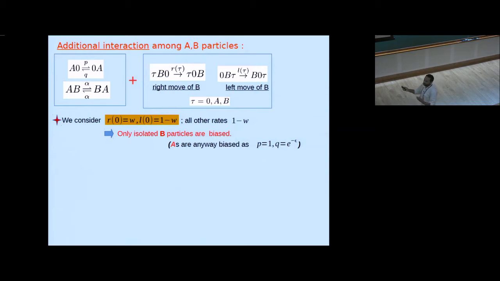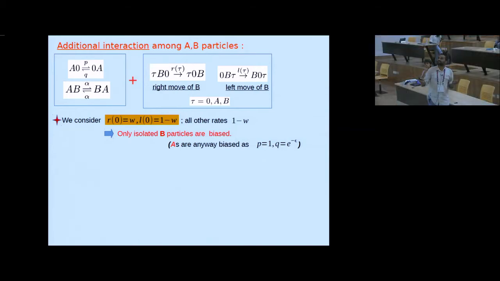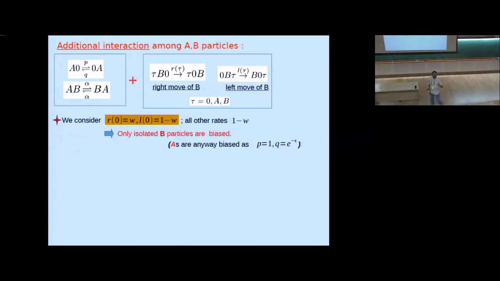And what I choose, you could choose whatever rates. I choose R0, meaning when this is 0, that is, an isolated B, the rate is W, and all other rates, there are 6 such rates, are all 1 minus W. So you can see that only isolated B particles are biased. If a B particle is in isolation, it is biased, but with a fixed bias. And anyway, A particles are always biased.